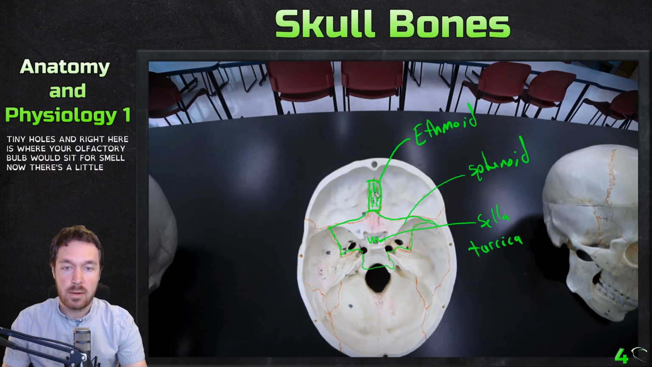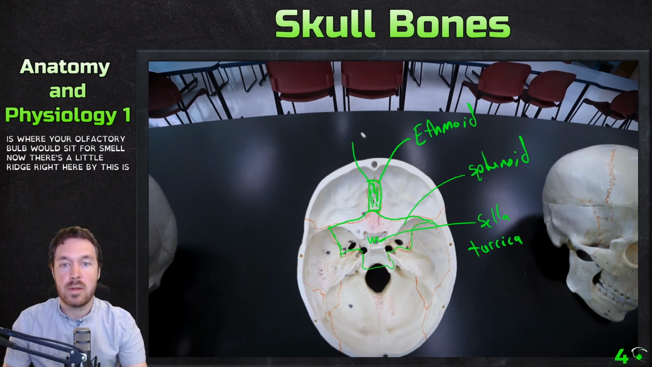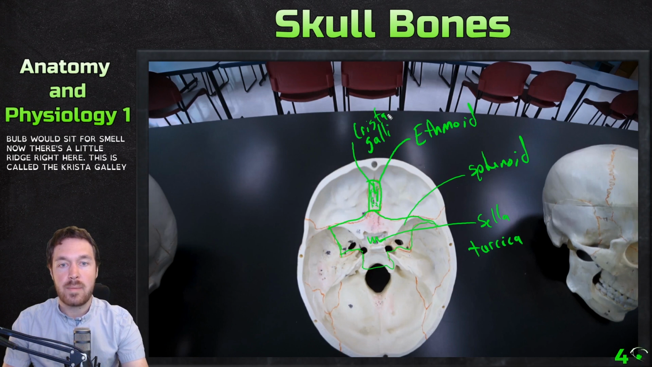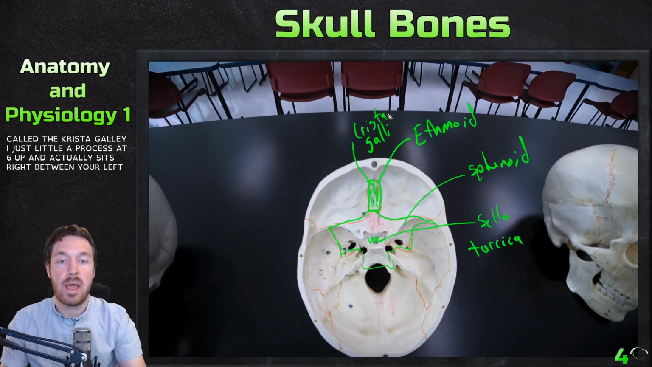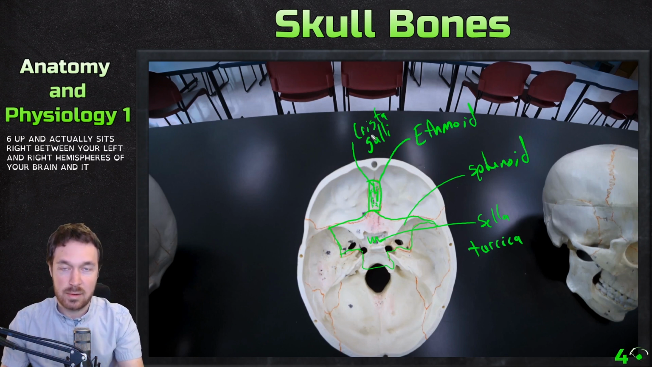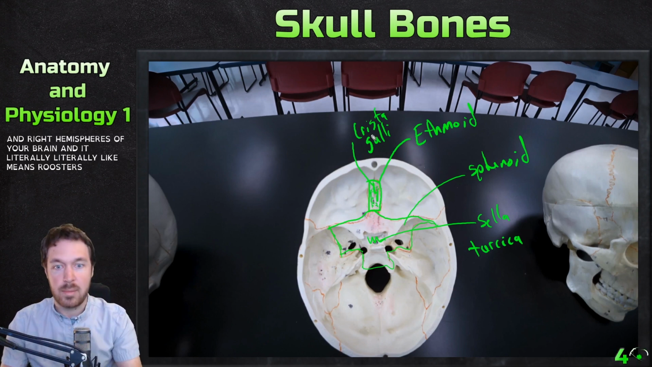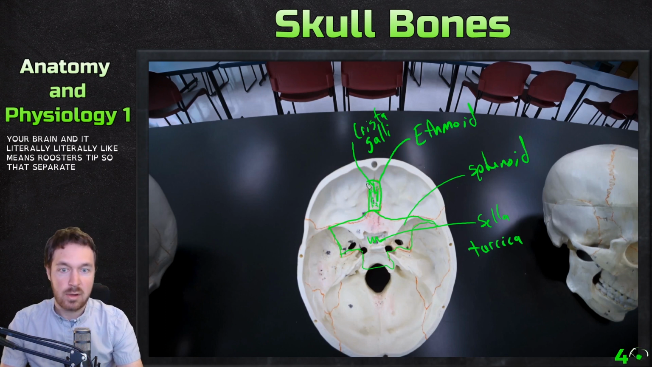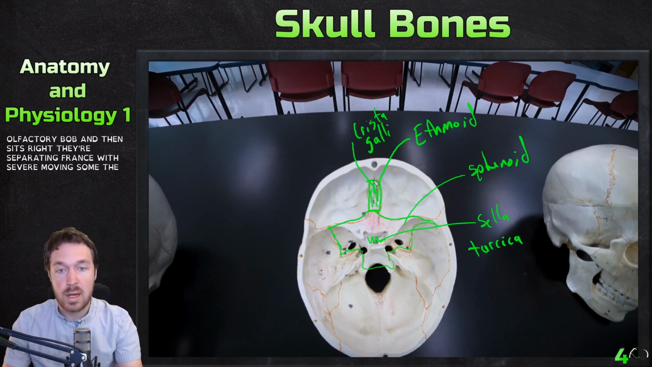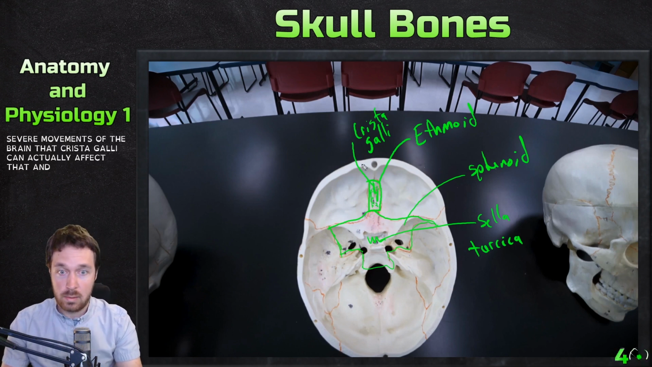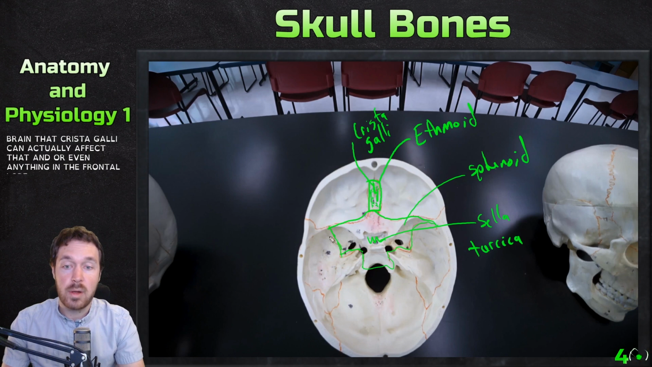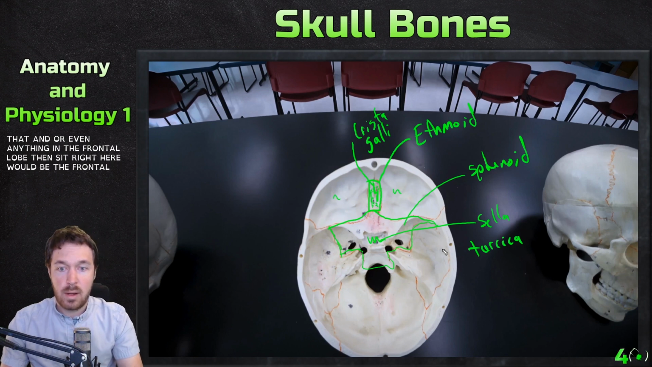Now there's a little ridge right here. This is called the crista galli. It's this little process that sticks up and actually sits right between your left and right hemispheres of your brain, and it literally means rooster tip. So that separates each olfactory bulb and then sits right there separating the brain. So severe movements of the brain, that crista galli can actually affect that, and even anything in the frontal lobe. Then right here would be the frontal bone.